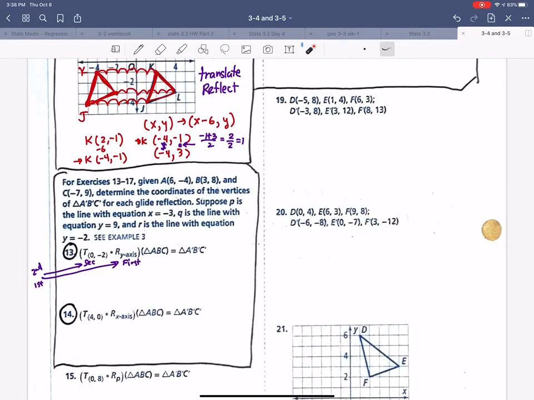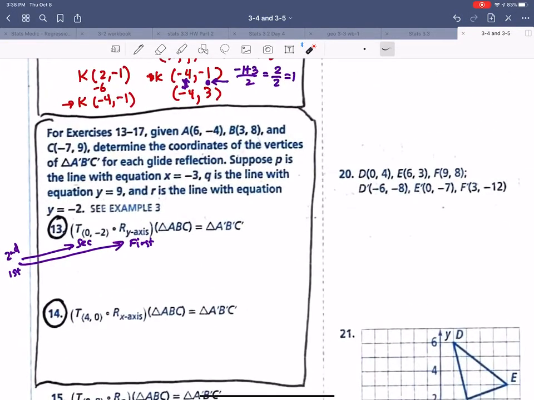Cool. All right, so now let's take a look at number 13. It says, given the coordinates A, B, and C, determine the coordinates of the vertices of the image for each glide reflection. Suppose that P is the line x equals 3 and Q is the line y equals 6.